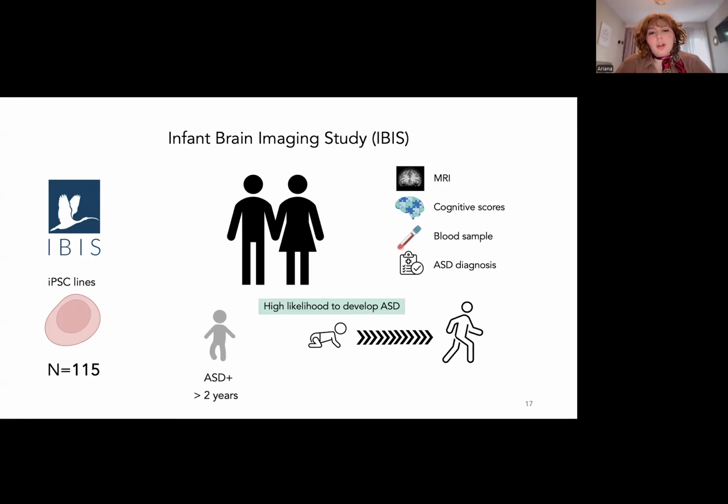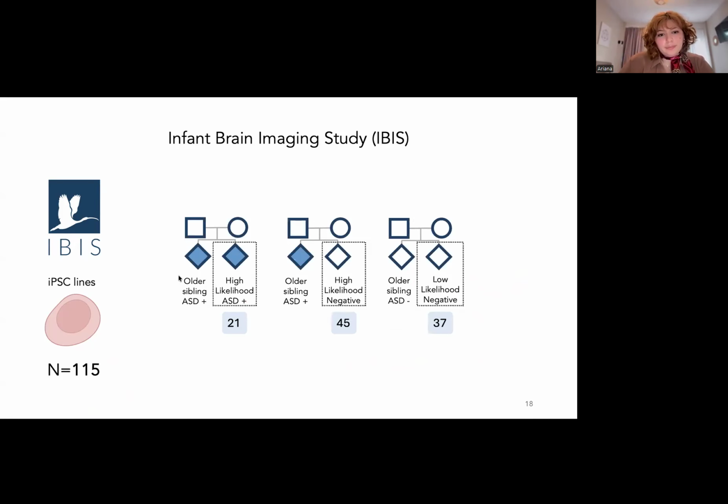Because we collect blood samples from these individuals, we can reprogram them back in time to have these iPSCs. And what makes this cohort uniquely valuable is not just the genetic variability across a large sample, but the opportunity to correlate our in vitro findings with rich clinical data from the same individuals.